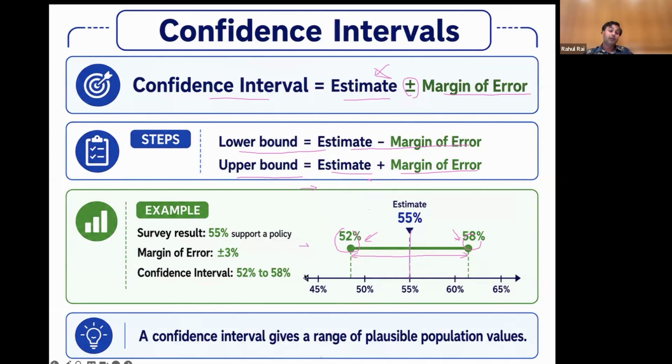Essentially, what you're getting from this survey and the results that you're collecting from the sample for the population is this range. 52 to 58% will support it in the overall population. It will never be a single value.